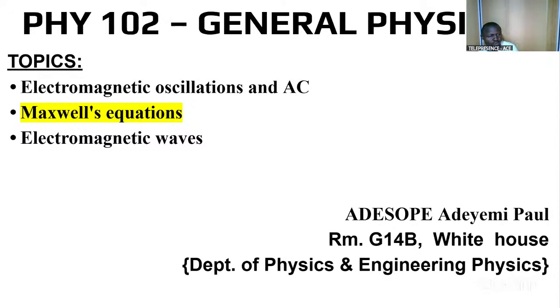So I welcome you to Physics 102 class. Today we'll be looking at Maxwell's equations. In this topic, we'll be looking at the four basic equations of electromagnetism, and we'll be looking at magnets, electrons, and the three basic magnetic materials.